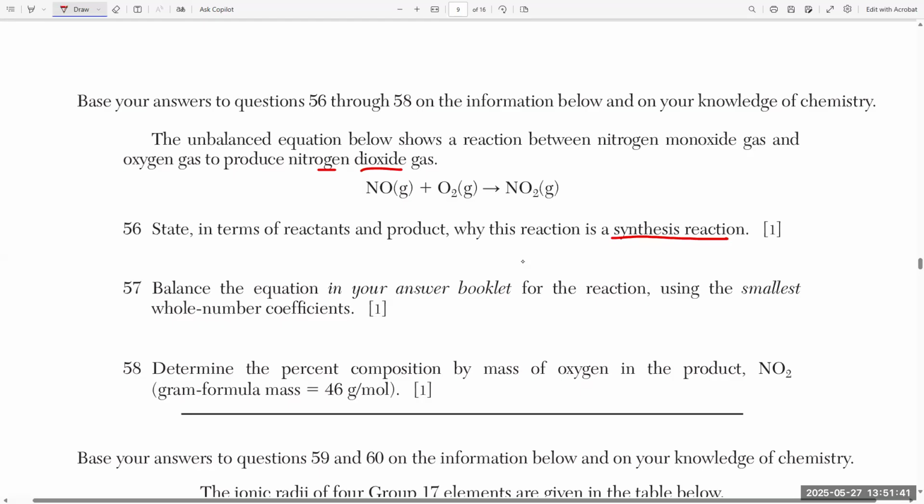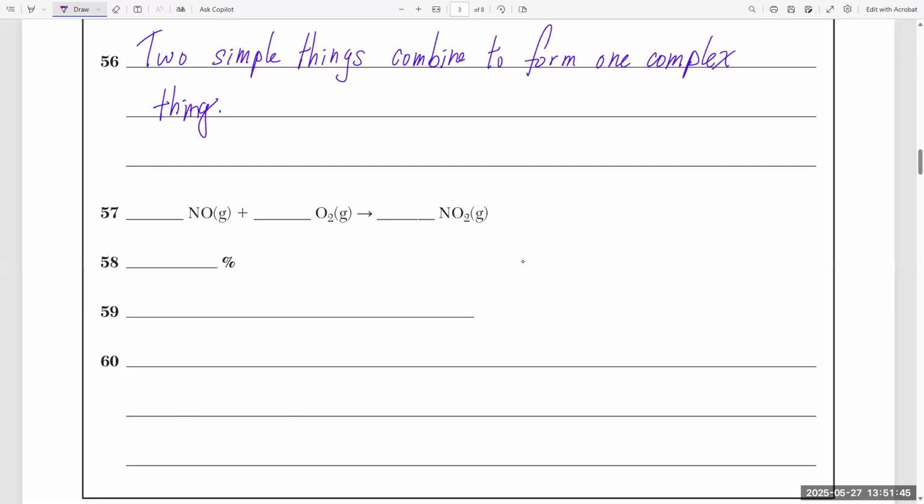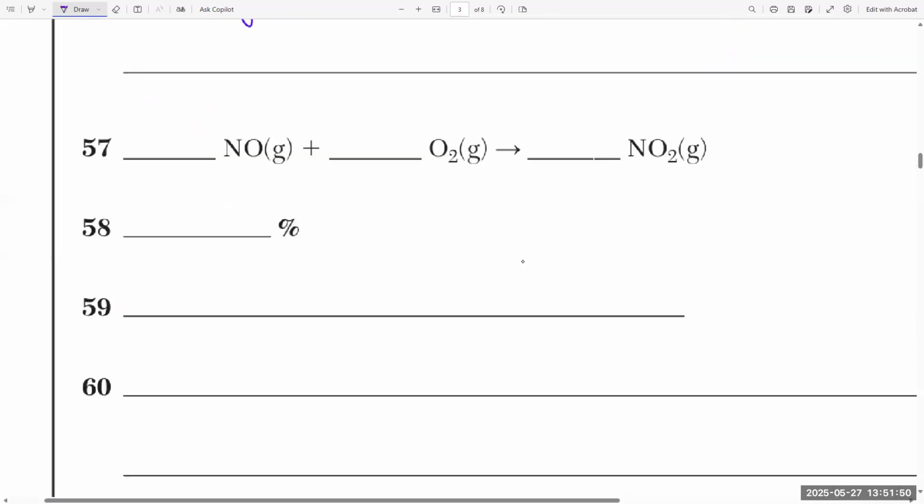57. Balance the equation in your answer booklet for the reaction using the smallest whole number coefficients. All right, remember what I said. You should be able to eyeball balance at this point, right? Let's go. So you got one nitrogen on the left side, one on the right side. Nitrogen looks okay. Let's look at oxygens. Remember what we said. When you have something like O2, touch that last. So what do we got going? We got 3 oxygens total on the left side and 2 on the right side. So the only way to make this happen is what?